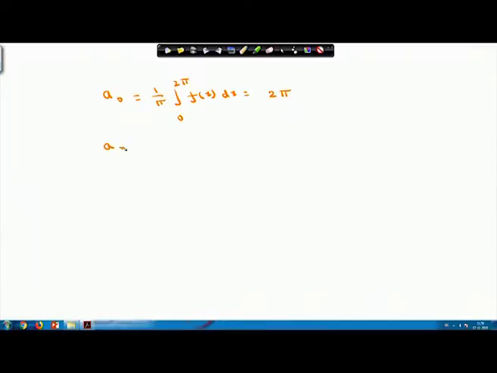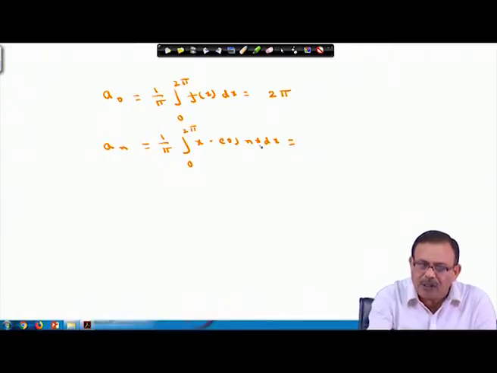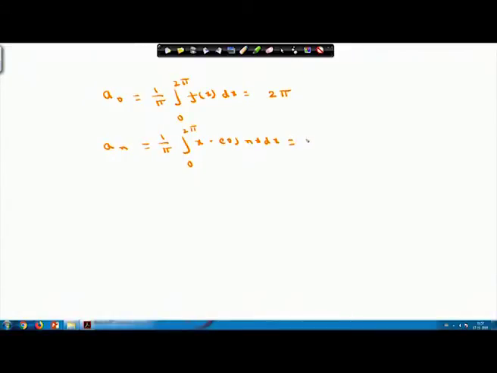Your a n equals 1 by pi integral from 0 to 2 pi of f(x) into cos n x dx. What is x? f(x) equals x is an odd function. So, this becomes odd, so your a n is 0. Without calculation also we could have told.